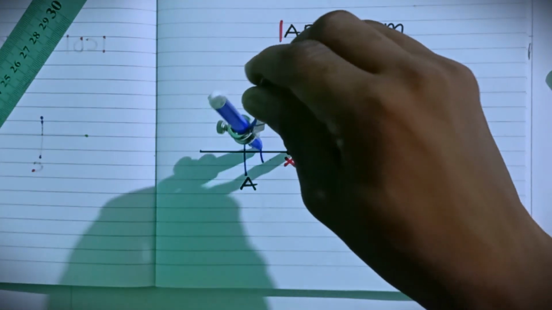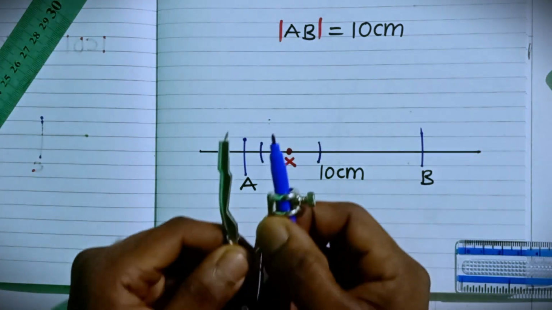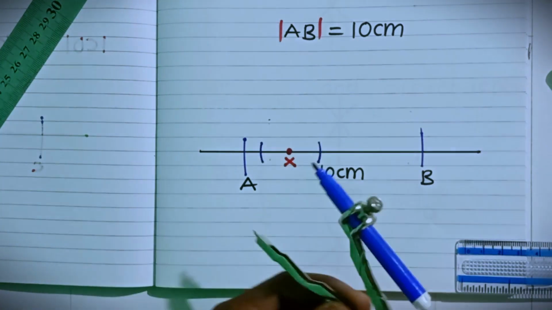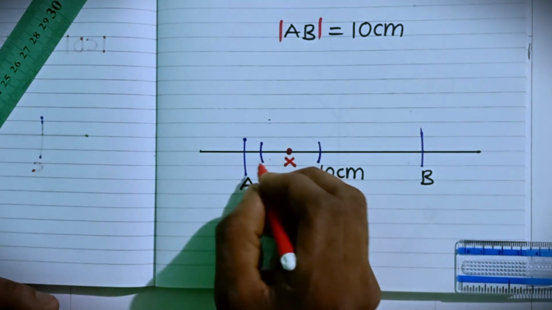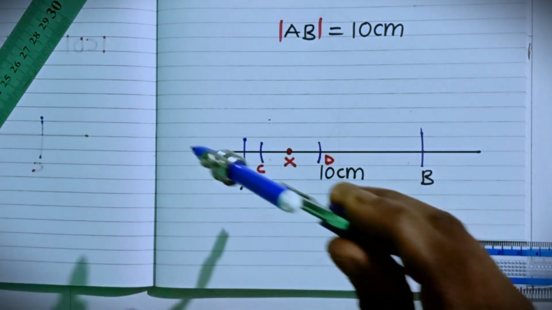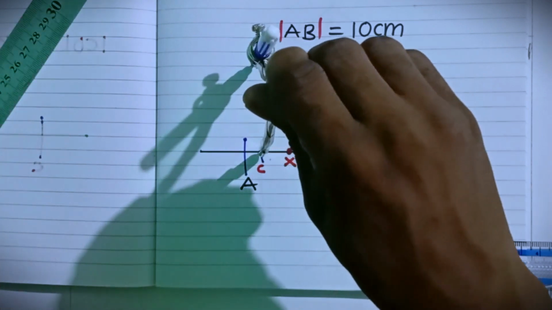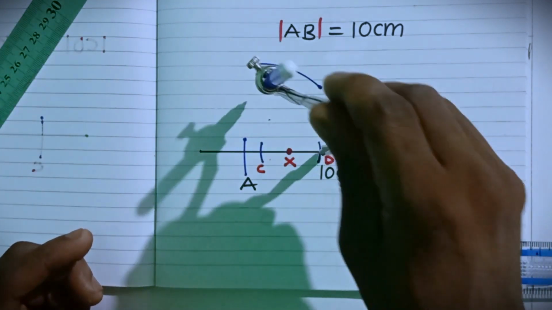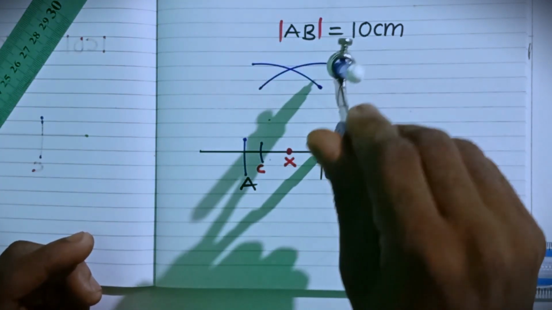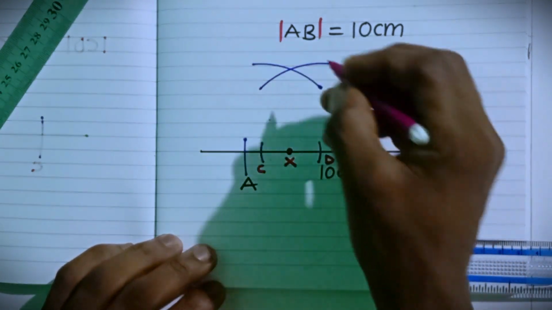Make an arc here, make an arc here. Now you open to a reasonable length, something bigger than what you just used. Let me label this place C and this place D. I'll stand at C, draw an arc above. I'll stand at D, now draw another arc above to meet the first one. Let's name the intersection of the two arcs E.